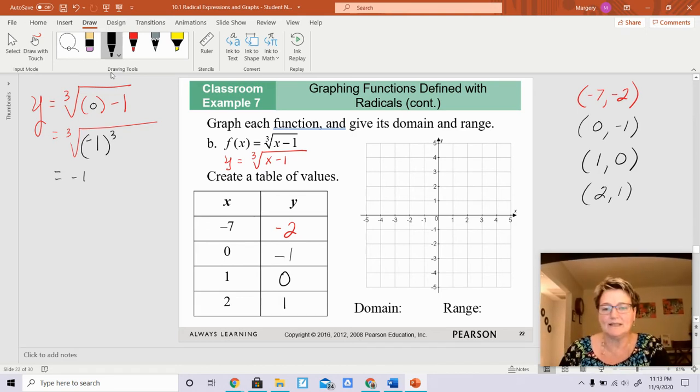So I'm going to graph this. I'm actually going to extend this just a little bit more. I'm going to say that's a -6 and a -7. So my first point is -7 and then down 2.